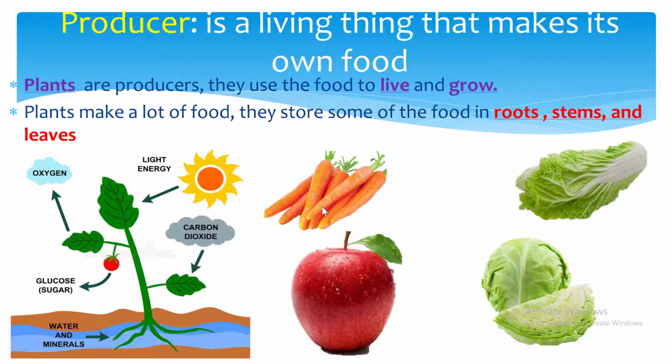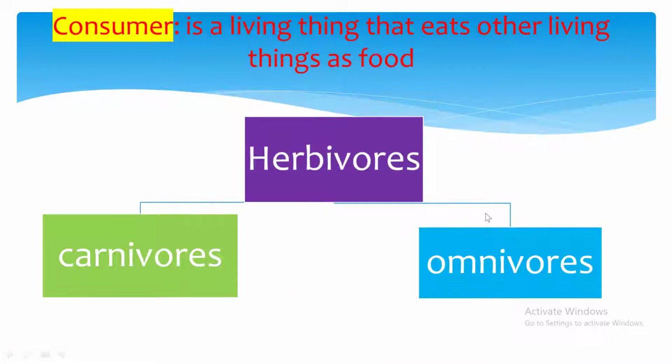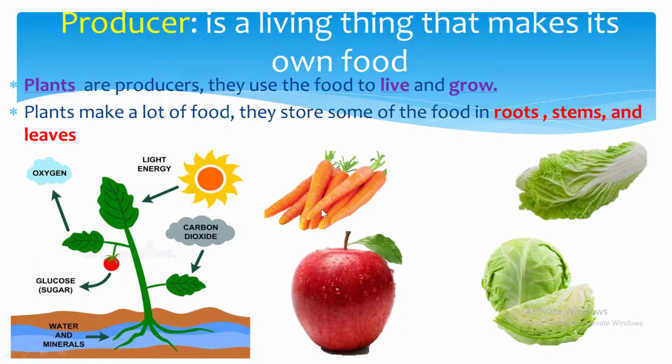They make their own food to live and grow, and they store this food in their roots, stems, and leaves, for example, carrot and apple. Also, the producers, how can they get their food? By what? They can get their food from sunlight, air, soil, and water. So if they have those things, they make their own food. Okay.